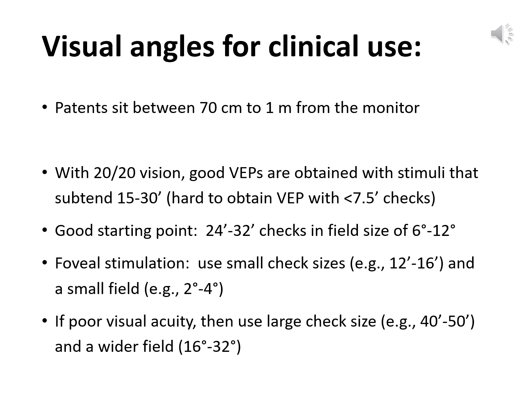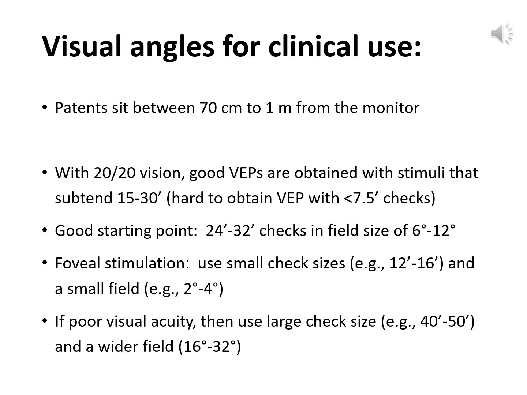Typically, the patient sits at least 70 centimeters and no more than 1 meter away from the monitor or screen. Pattern reversal VEPs are not consistently obtained at less than 7.5 minutes of arc. This is because if the stimuli are too small, the patient cannot see it properly, and the patient must be able to clearly see the borders of the checkerboard to obtain a good VEP.